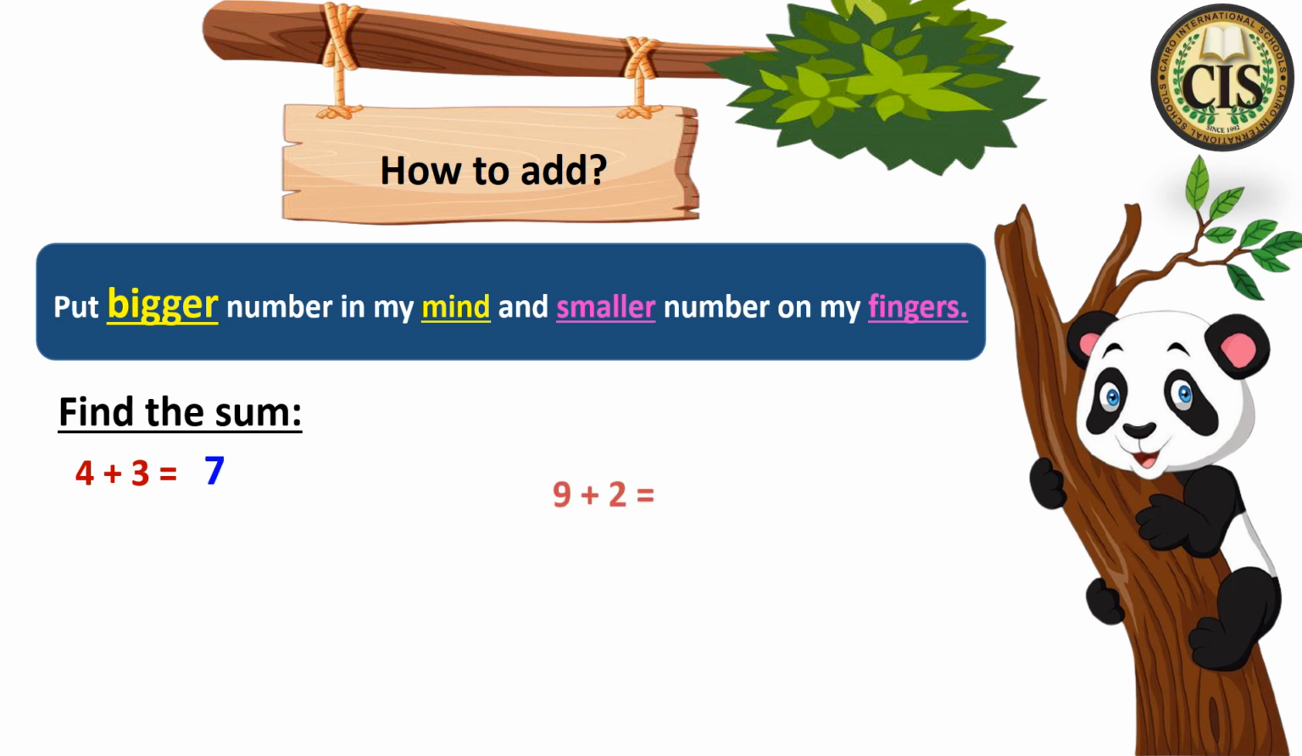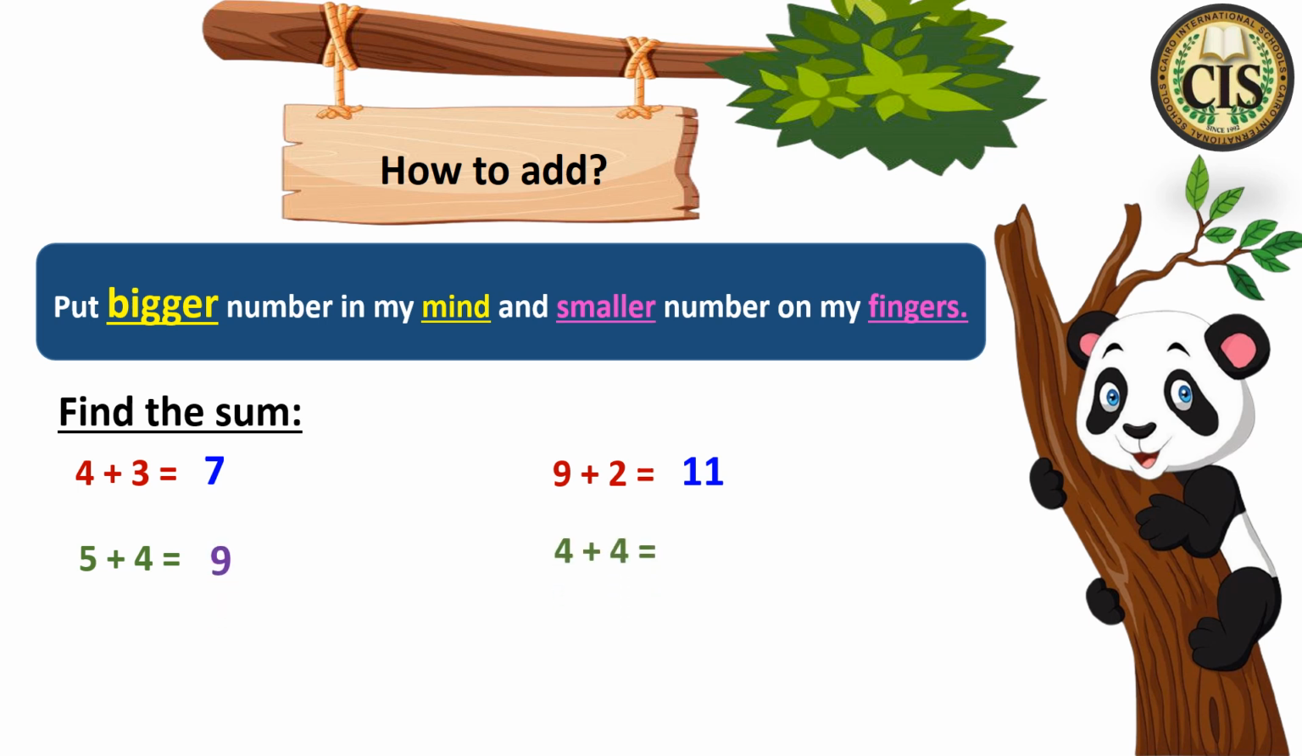The next one, 9 plus 2. The bigger number, 9. So put 9 in your mind and 2 on your fingers. After 9, 10, 11. So write 11. The next one, 5 plus 4. Put the bigger number 5 in my mind and 4 on my fingers. After 5, 6, 7, 8, 9. So we will write 9.